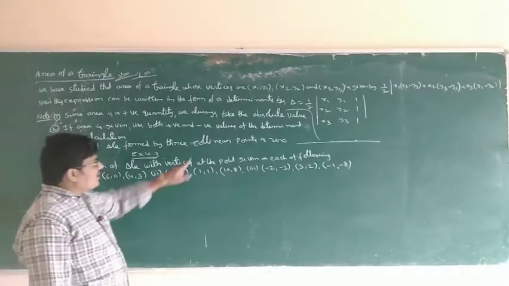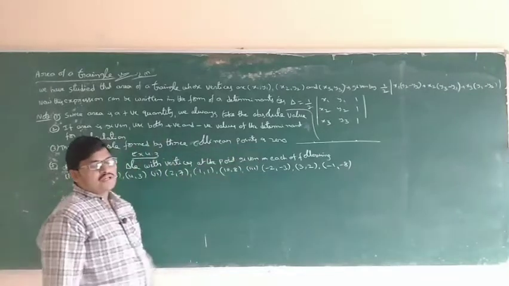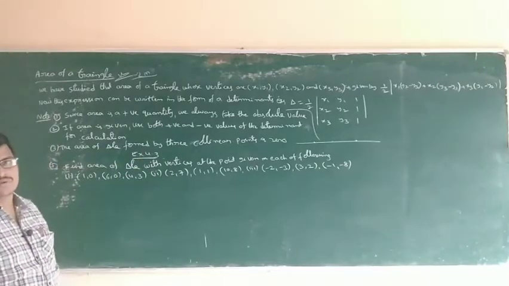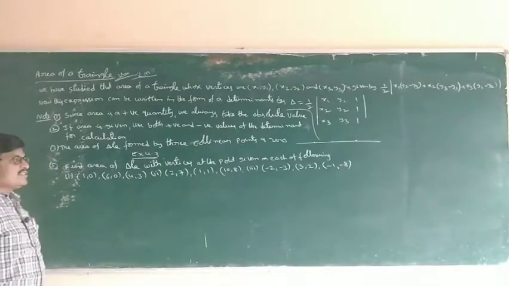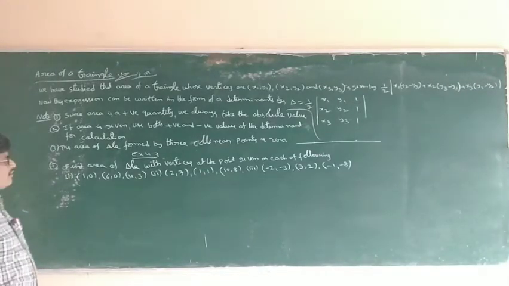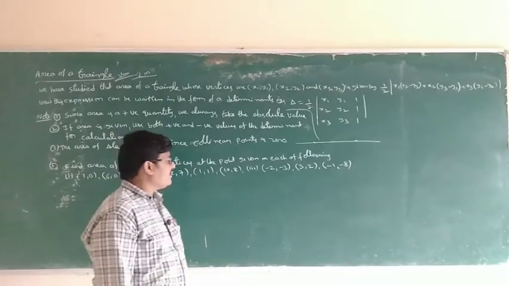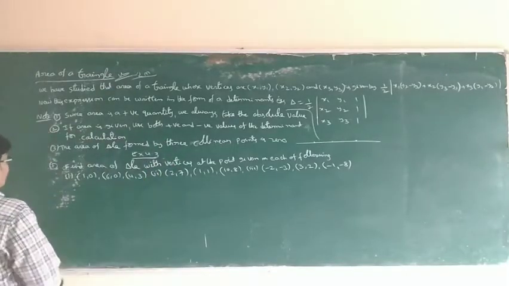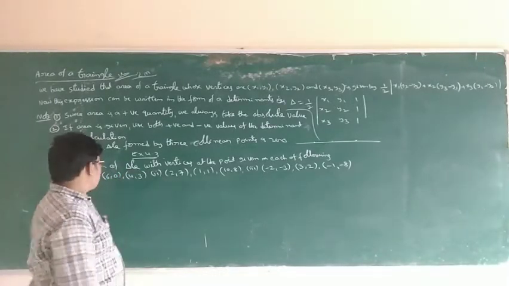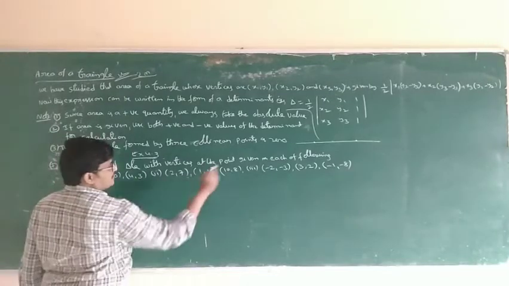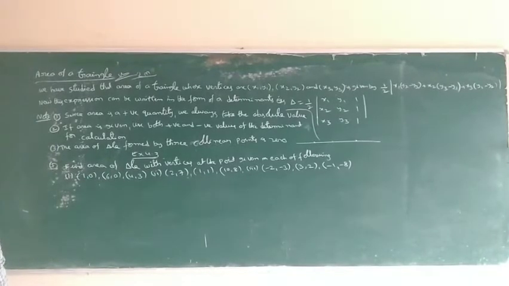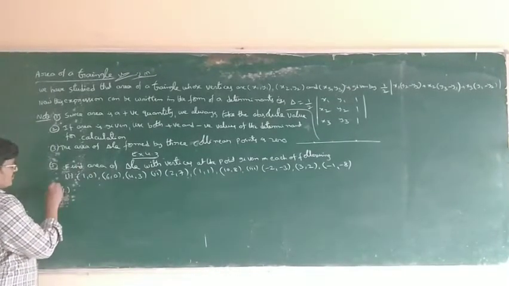So, to show that the 3 points are collinear, the determinant, that is the area of the triangle, must be 0. Now, exercise 4.3. In exercise 4.3, find the area of the triangle with vertices at the points given in each of the following. In the first problem, 3 points are given. Find the area of the triangle. So, first problem solution.